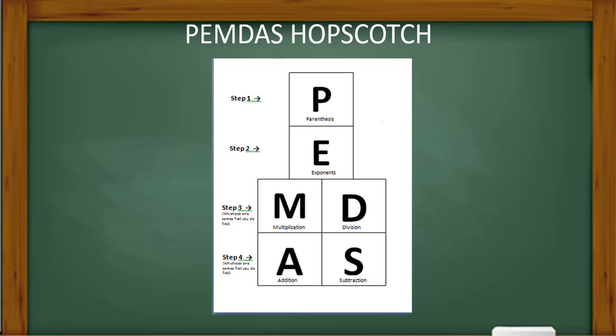Again, for step 1, P stands for parenthesis. So we perform operation first inside the parenthesis. For step 2, we get the value of numbers with exponents. For step 3, we solve for multiplication or division as they occur from left to right. So which comes first from left to right? For step 4, we perform operations of addition or subtraction as they occur from left to right.